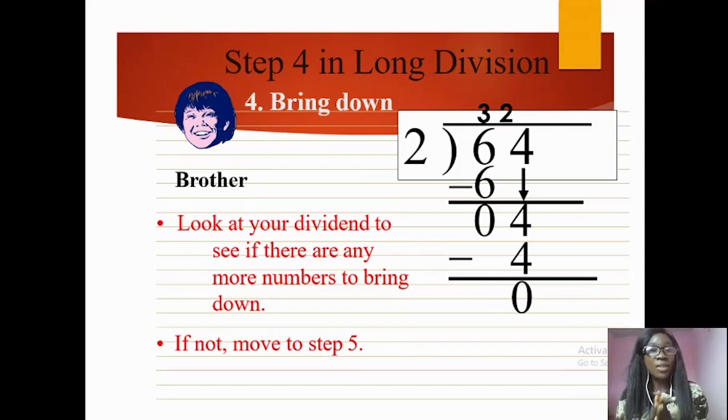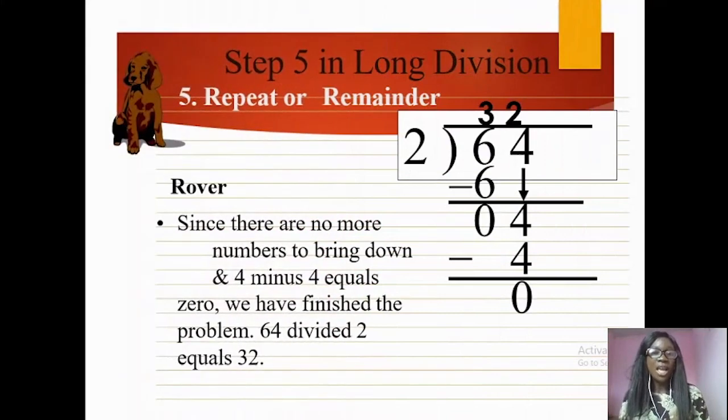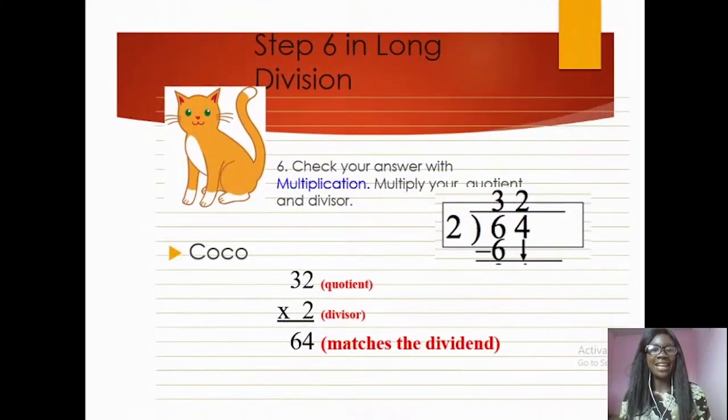And what is our step 5? It's repeat. Now since there is no more number to bring down, and 4 minus 4 is equal to 0, we have finished the problem. Meaning that 64 divided by 2 is 32, which is our quotient.